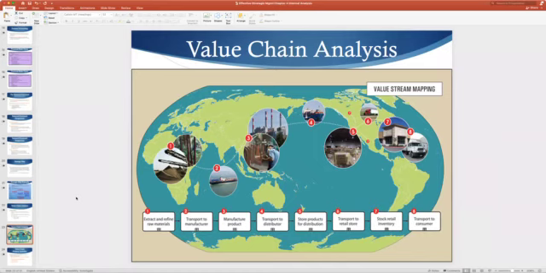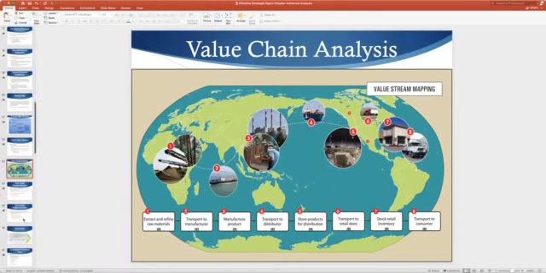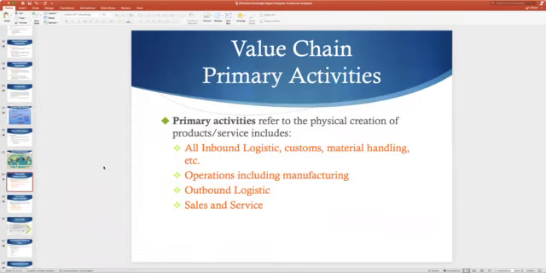And what we're doing is analyzing all of those steps to see whether or not the firm is able to have an advantage or is at a disadvantage. And here are the areas that we are accounting for. We're looking at all inbound logistics, all customs charges, all material handling, all operations, including manufacturing, all outbound logistics, and all sales and service costs. These are called primary activities.